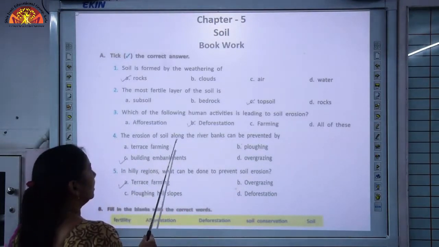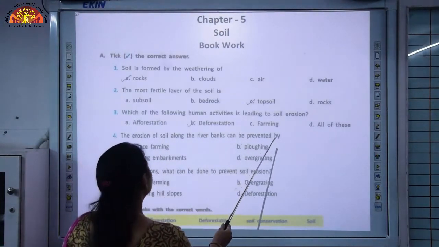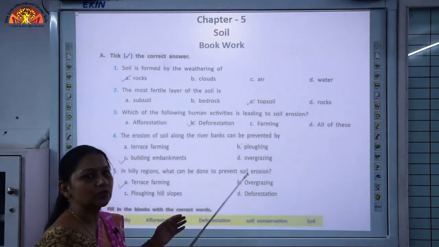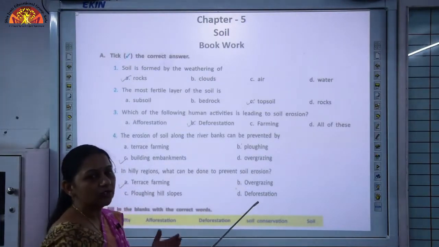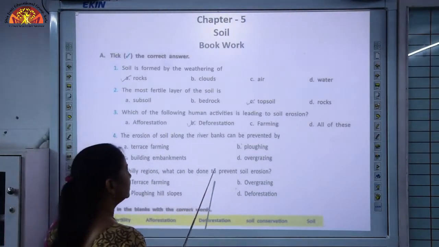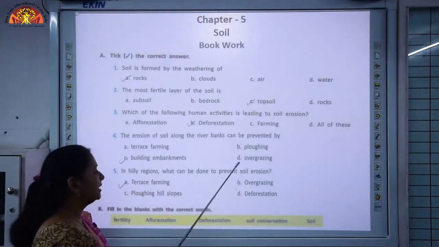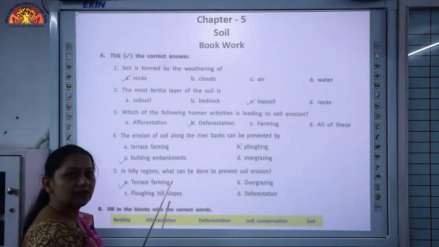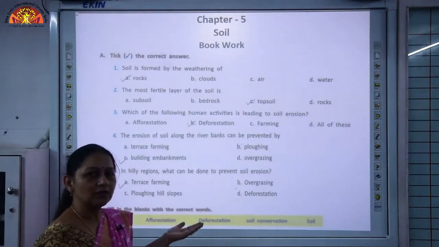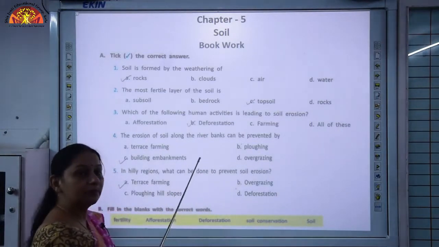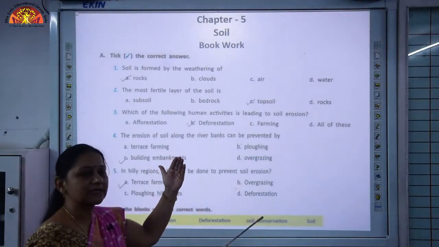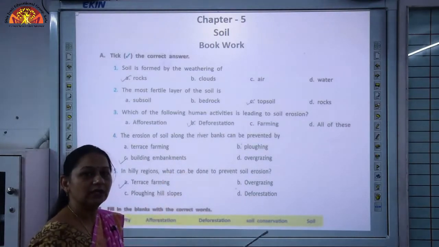The erosion of soil along the river banks can be prevented by building embankments. Embankments means small walls which we build along the river banks. So they prevent soil erosion. Fifth, in hilly regions, what can be done to prevent soil erosion? In hilly regions, we can use terrace farming. Terrace farming can be done to prevent soil erosion because the soil which is flowing from the upper level deposits at the steps, means terraces are made, steps are made. So the soil which comes from the upper steps deposits on the lower steps.